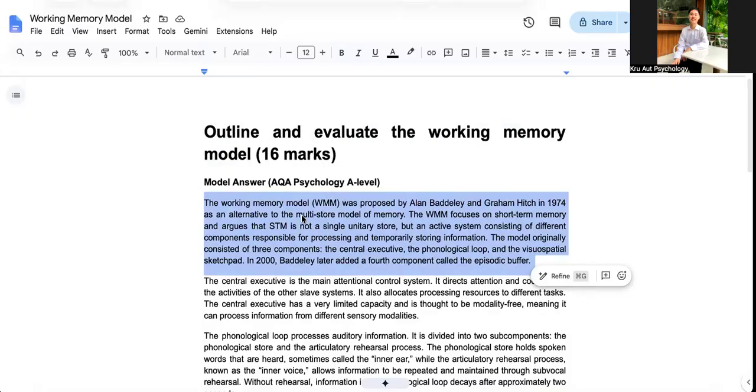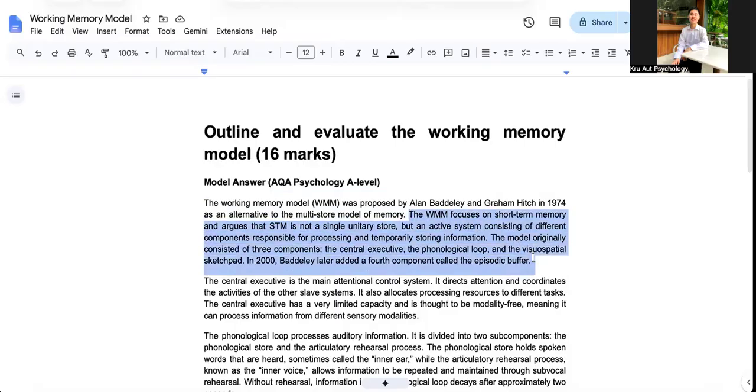Okay. The working memory model was proposed by Alan Baddeley and Graham Hitch in 1974. We don't need the full name. We don't need the year. I'm just putting it in to have the details, as an alternative to the multi-store model of memory. Again, we don't need to mention the multi-store model here because this question is on working memory. Okay, then the main bit actually starts here.